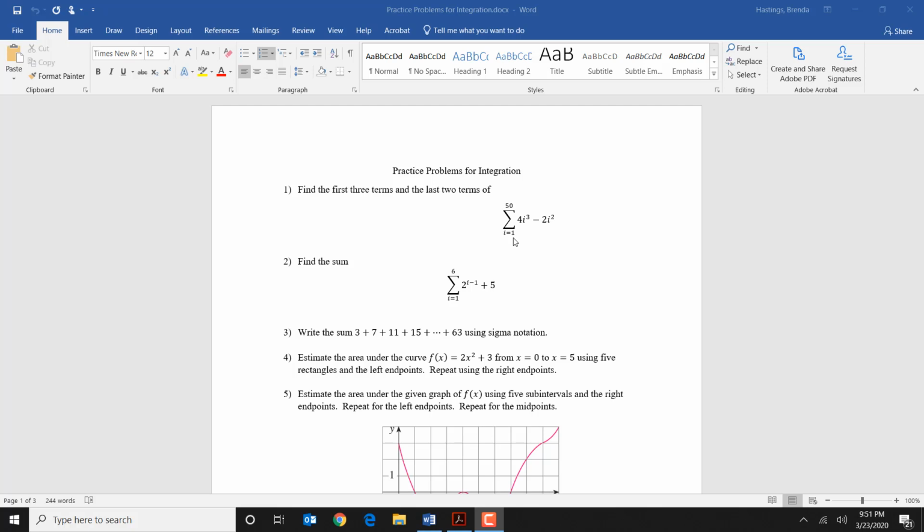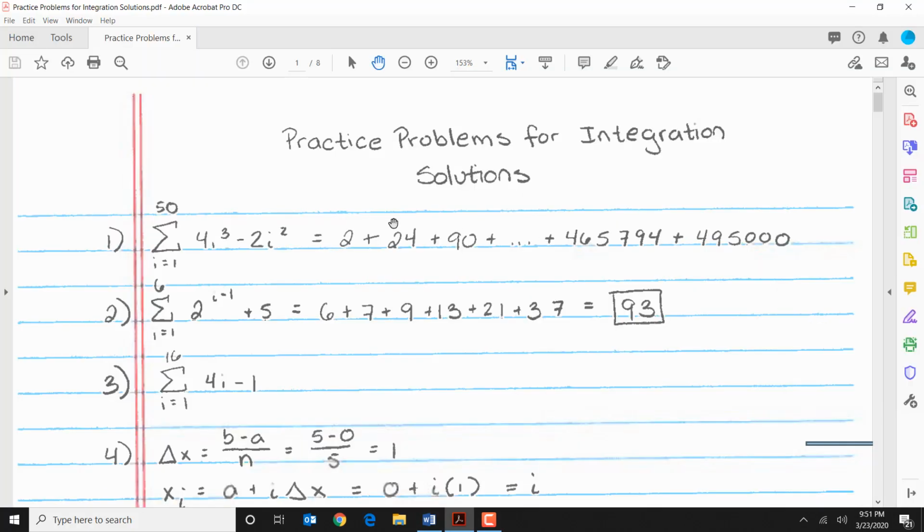So notice this sum is going from 1 to 50. So for the first three terms, I'm going to plug in 1, 2, and 3 for i. For the last two terms, I'll plug in 49 and 50. So when I plug in 1, I get 2. When I plug in 2, I get 24. When I plug in 3, I get 90. Then I plug in 49 and 50. So there's the first three terms, plugging in 1, 2, and 3 for i. Here are the last two terms, plugging in 49 and 50 for i.